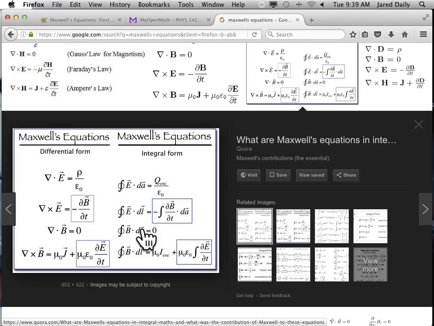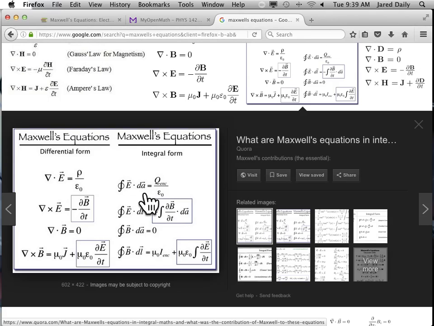And then this one here is Ampere's law, where you have a current that flows, and it creates two things. You get a changing magnetic field, which is this one, and you get a changing electric field, which is this one. So a current creates a magnetic field, but it also creates a changing electric field. And so that's Ampere's law.